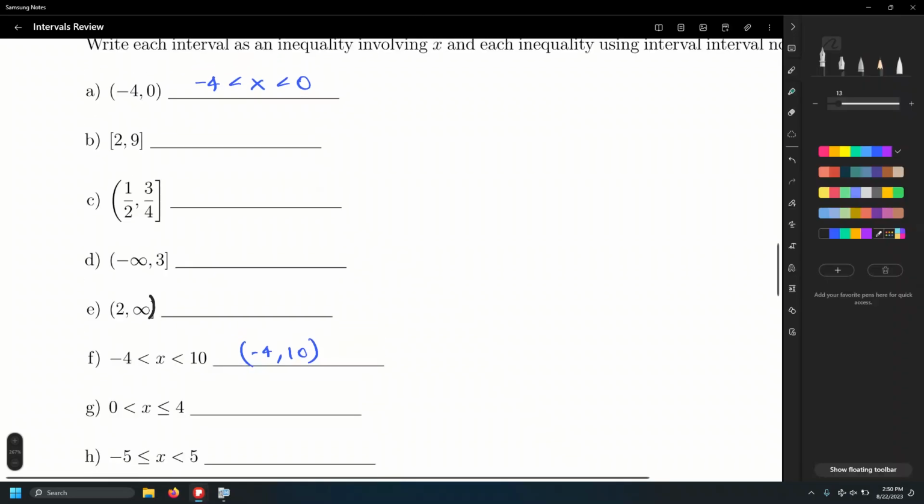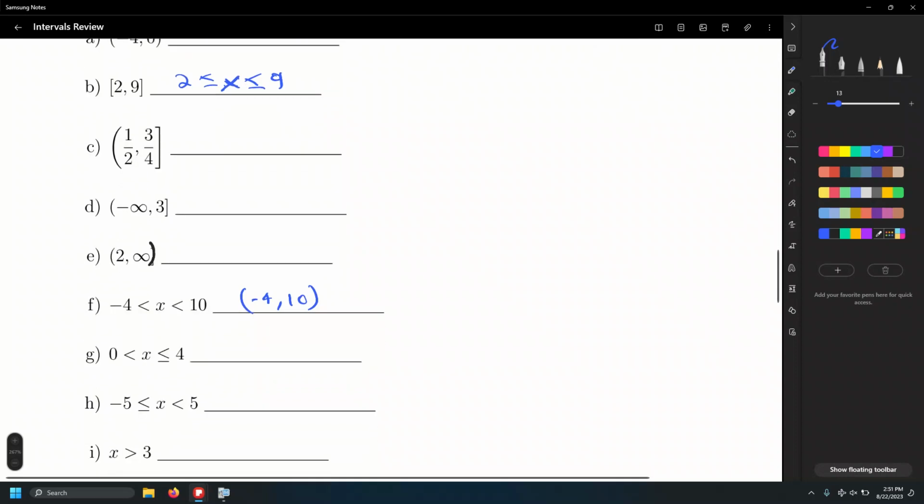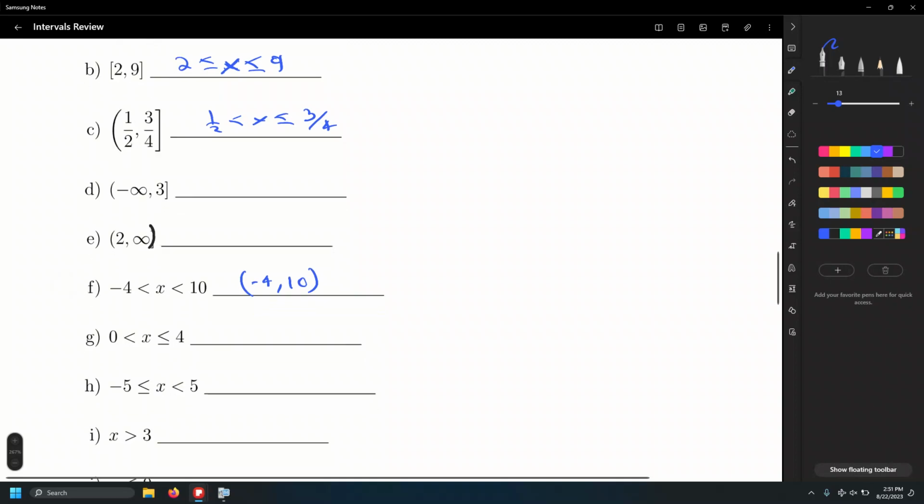Okay, so the interval letter B. Any inputs? What do you got? Yes. 2 less than or equal to x less than or equal to 9. All right. Less than or equal. Sounds good. Okay, anybody else for letter C? What do you got? Yes. 1/2 less than x less than or equal to 3. Right. One has parentheses, one has brackets. There has to be some way to distinguish between the two.